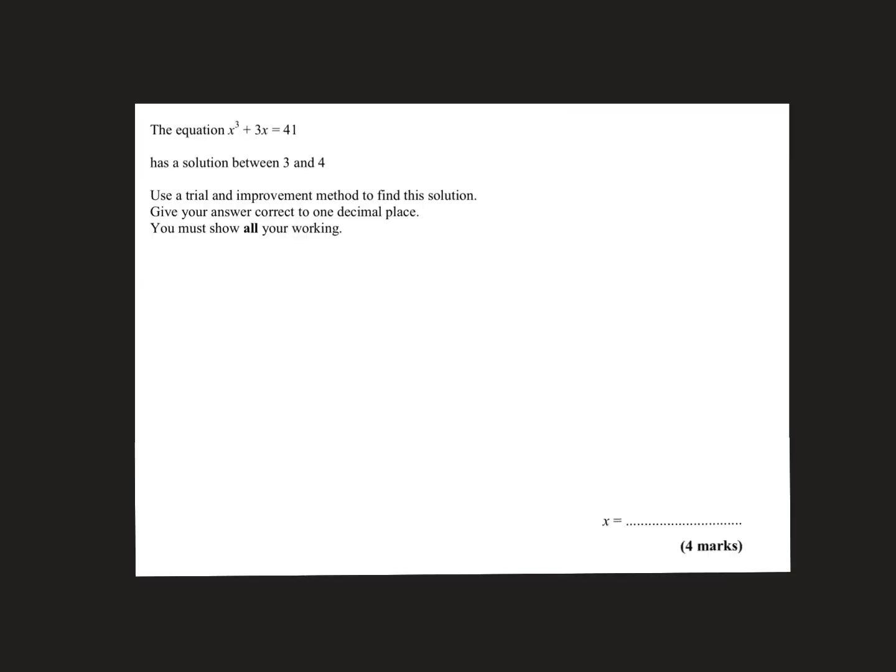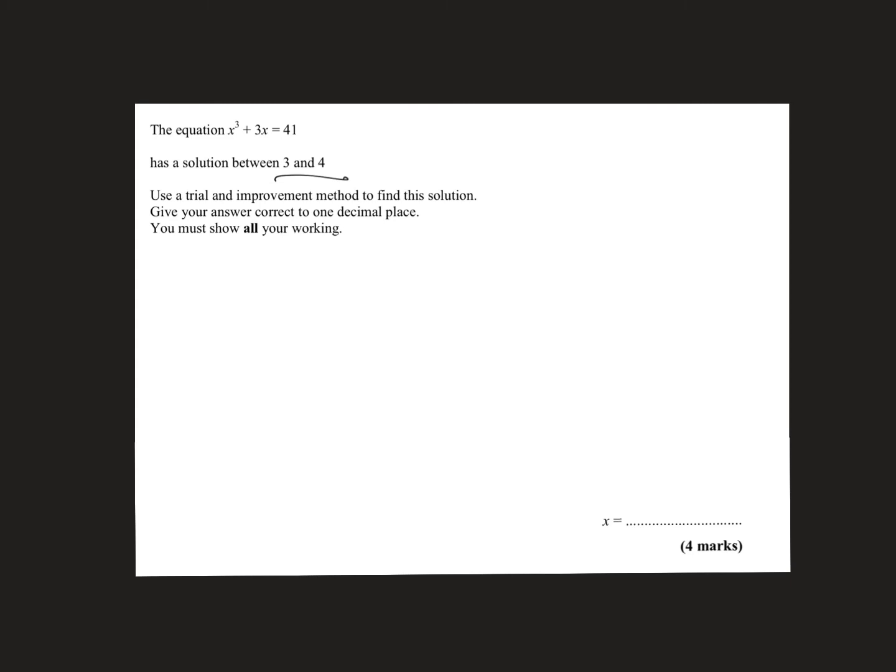Okay, our last, another exam question. No table first this time, so it's x cubed this time plus 3x equals 41. It does tell us to start with 3 and 4, so it has a solution between 3 and 4. Use trial improvement method to find the solution. Give your answer correct to 1 decimal place, and you must show all your working out.